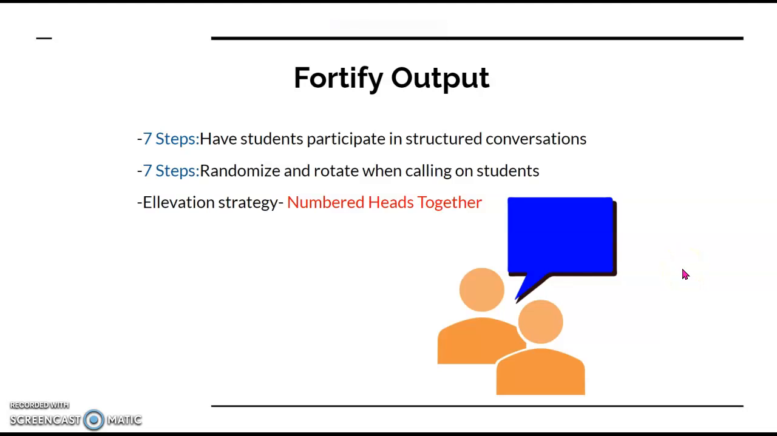Now, Fortify Output. This is basically the strategy that we use, numbered heads together, to help us with this piece. This helps students participate in conversations that are structured and driven through the content to stay on task and keep talking about the content. And then, of course, when I called on your names, I called on the number that was assigned, so that way it helped randomize and no one knew who was going to be next. And so those are 2 additional steps from the 7 steps.